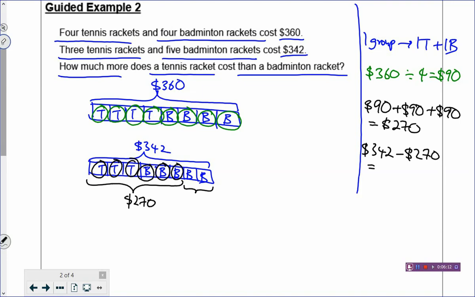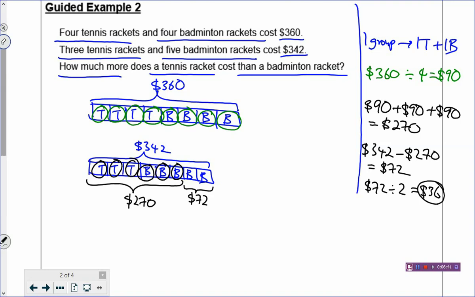Alright, so let's work out the answer. So 342 minus 270, that will be $72, which is the cost of 2 badminton rackets. So now can you find how much is 1 badminton racket? So you just divide by 2, and 1 badminton racket is $36. Okay, if 1 badminton racket is $36, then can you find how much is 1 tennis racket?